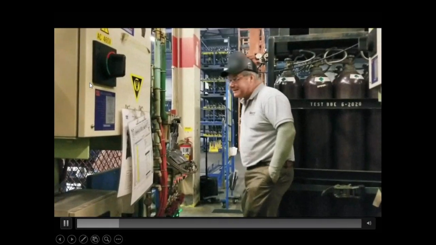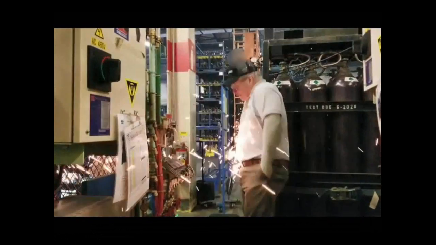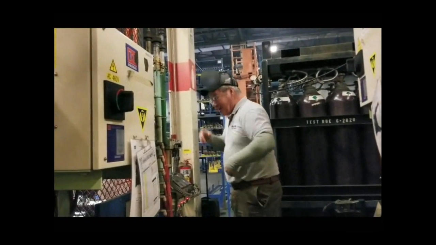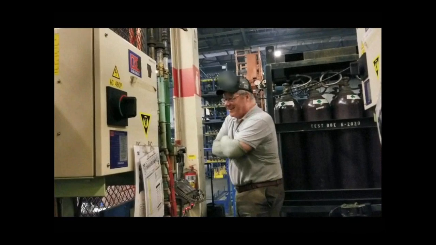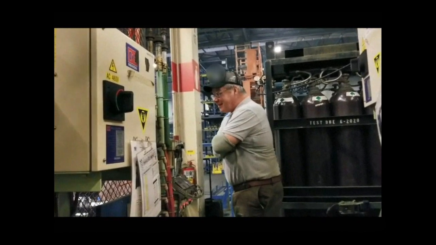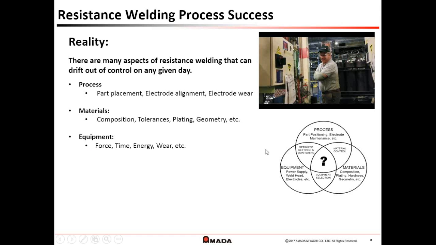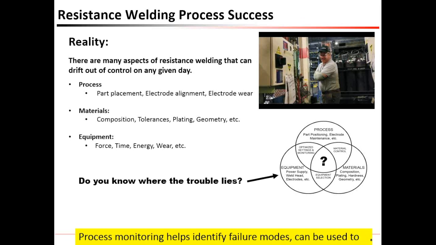Here's a case where things have not gone well, and you see a lot of sparks coming off, and those sparks are, of course, material that's not being present in the weld and going to potentially lead to defects in your welding process. Now, the fundamental question is, do you know where that trouble lies between each of those? Was it the material choice, was it the equipment, or was it the process that led to that defect?